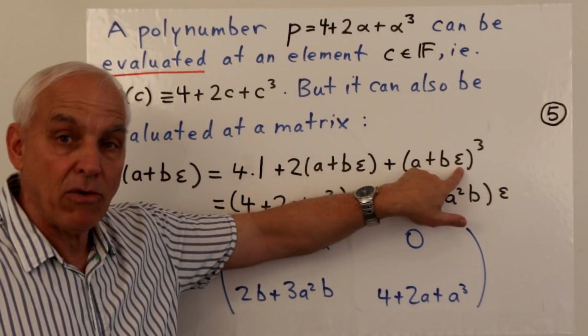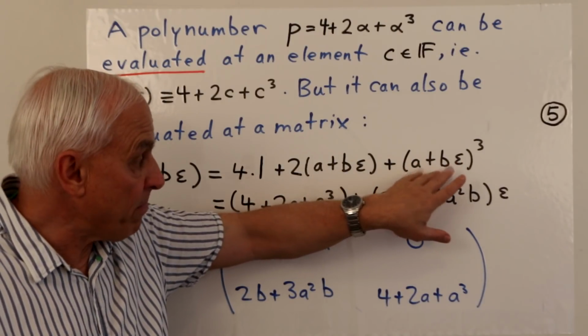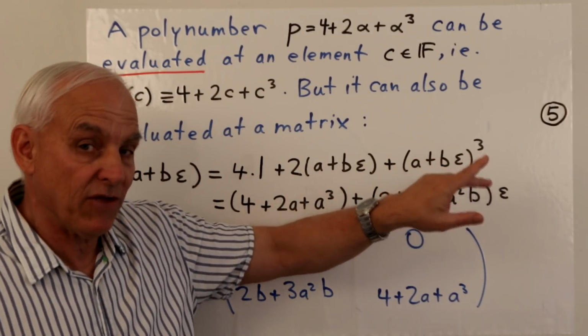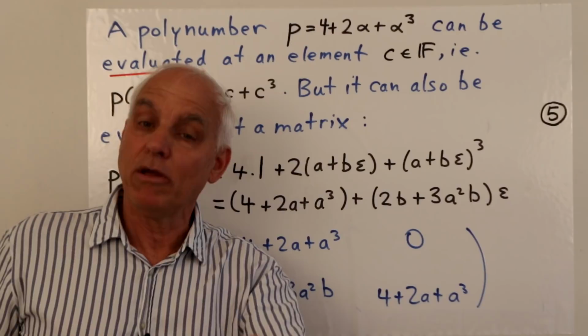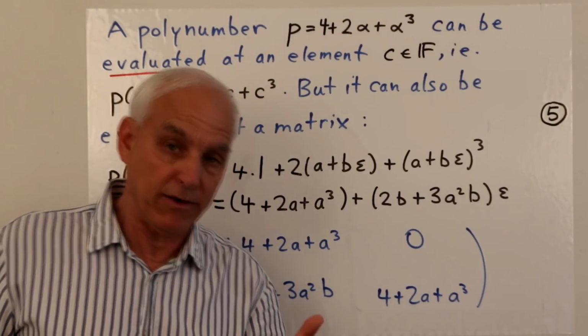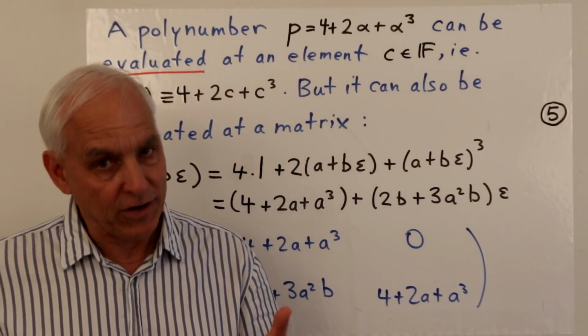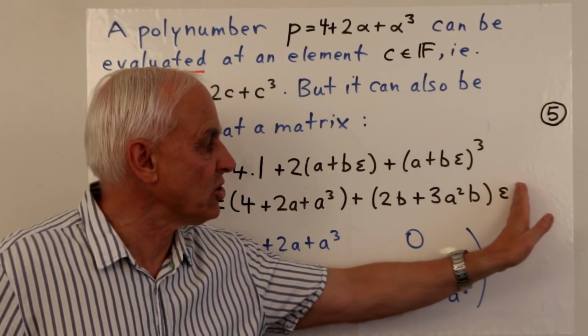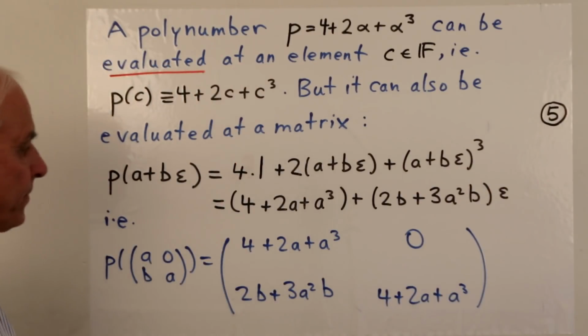But there will be some other terms too. There will be higher powers of epsilon, the other ingredients involved in the binomial expansion of this. But they are all going to be 0 because epsilon squared happily is 0. So if epsilon squared is 0, then epsilon cubed is also 0, and all higher powers are 0. Right? So immediately the computation stops there, and that's the answer.